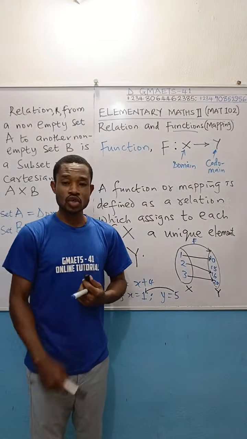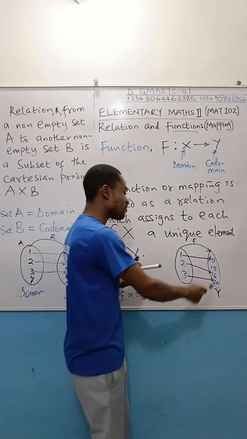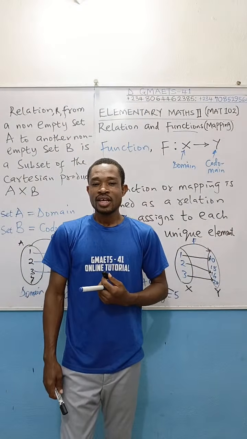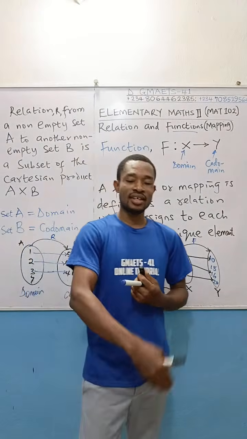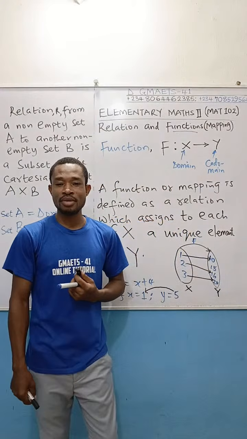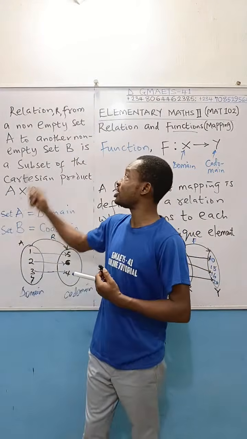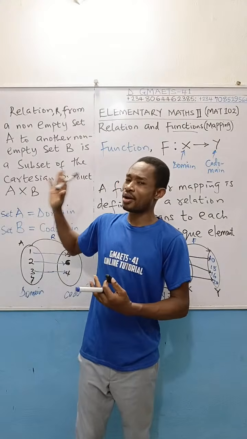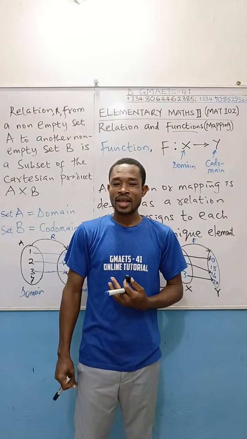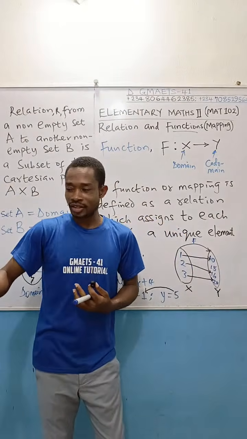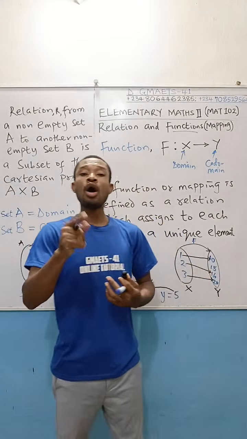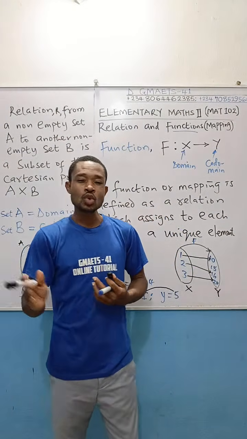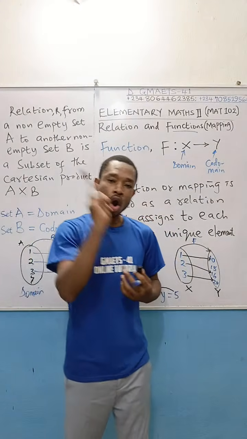However, it is not compulsory that everything in the codomain must be an image. No, it is not compulsory. That is why when I was defining relation and giving further explanation, I used one statement. I told you that the elements in the domain can produce some or all the elements in the codomain. Domain can produce what? Some or all.